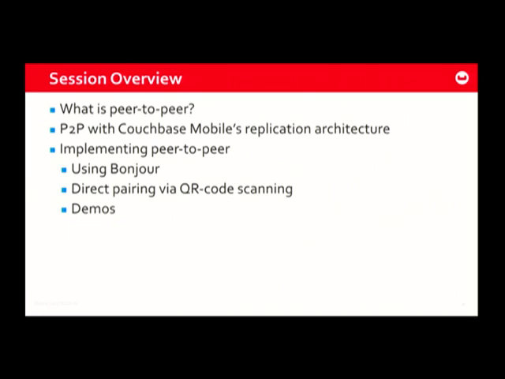So I have an example app that uses Bonjour, otherwise known as mDNS, to locate peers on the local network and sync with them. And Pasin's going to be showing another one that has a really interesting technique of doing direct pairing by scanning QR codes.